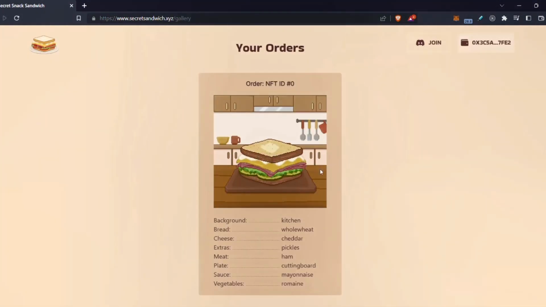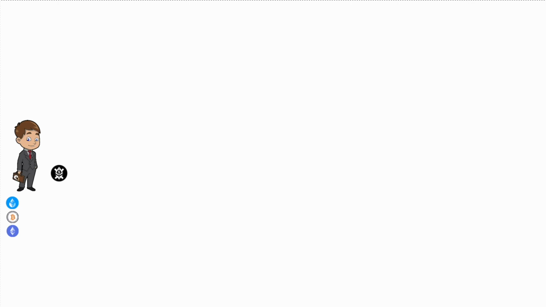Okay, so let's get back to it. Here we are on the flowchart. We have Dollar Bill, and he has some assets. He wants to use them as collateral to borrow this crvUSD.